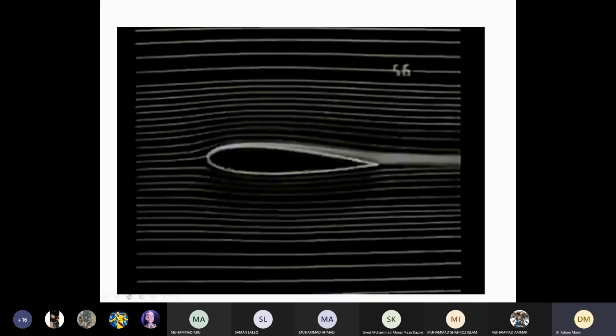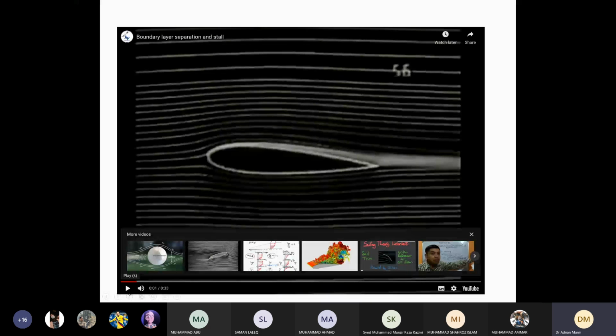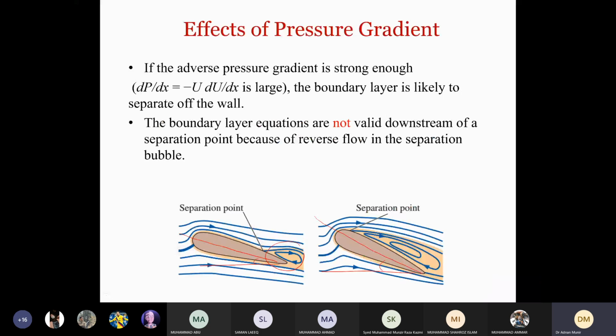Okay, now the stall condition. From this video you can clearly see this separation happening in actual. When the angle of attack was less, the flow separation was delayed, happening on the trailing edge of this aerofoil. And then as we increase the angle of attack, the separation bubble moved forward, right?